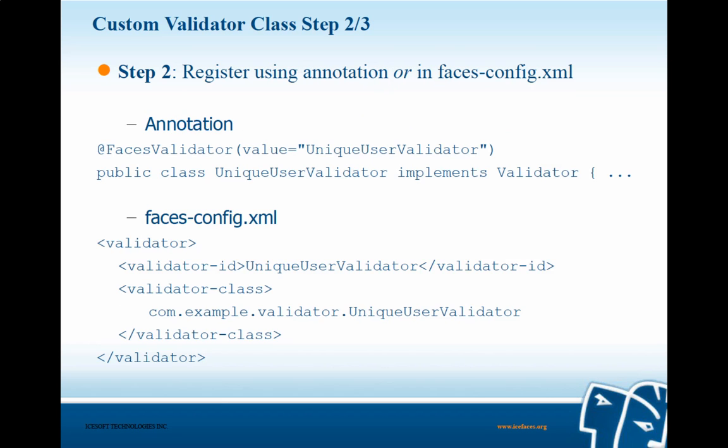Our second step is to register this validator with the JSF framework by either using an annotation or by specifying it in our Faces config file. By specifying it as an annotation, we would add the @FacesValidator with the validator ID by specifying value equals uniqueUserValidator. Alternatively, we could register this validator by placing an entry into our Faces config file. Here we have a validator tag with a validator ID, again called uniqueUserValidator, and the subsequent class.